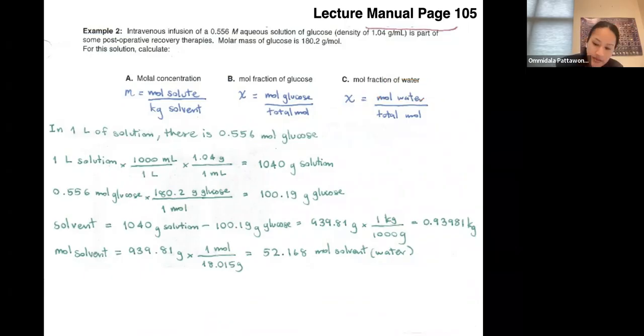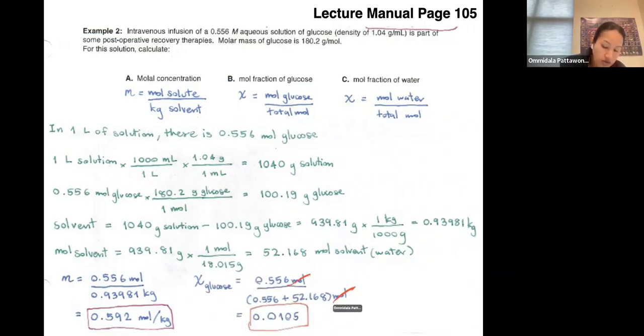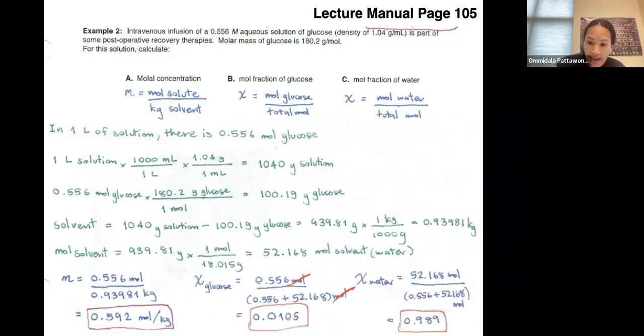Let's put all this together. For molal concentration, it's going to be mole of glucose divided by kilograms of water. You're going to get 0.592 mole per kilogram. For mole fraction of glucose, it's going to be mole of glucose divided by the total mole. It's going to come out equal to 0.0105. The units cancel out, so mole fraction doesn't have any unit. Mole fraction of water is going to be the same thing: mole of water divided by the total mole. It's going to come out equal to 0.981.